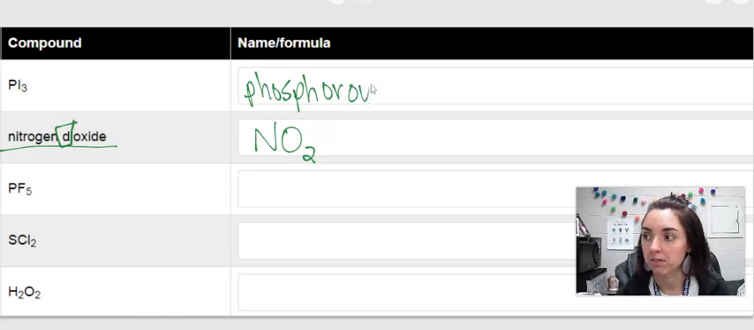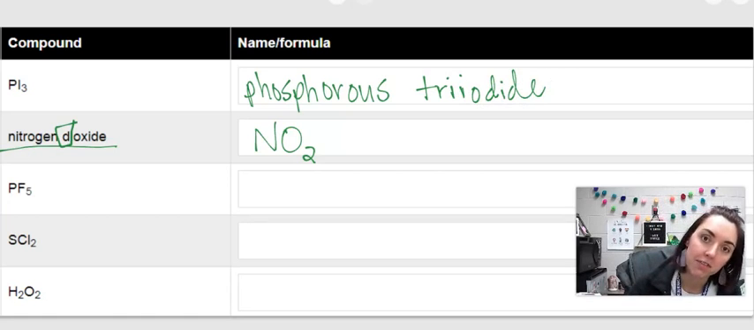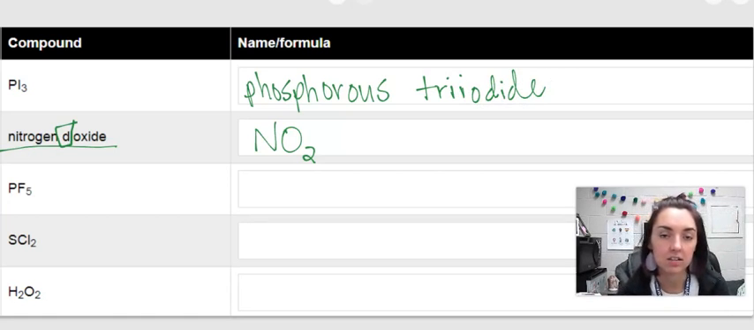I always spell phosphorus wrong every time. I think that's right. So we have phosphorus. We don't need to do anything to it. Tri means three. Think tricycle. Iodide. Just like in the ionic compounds, you're going to chop off the end and change it to IDE. So these are going to end in exactly the same way as the ionic compounds.